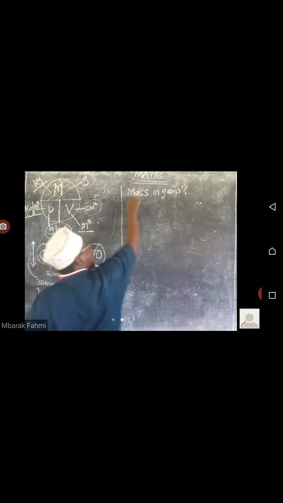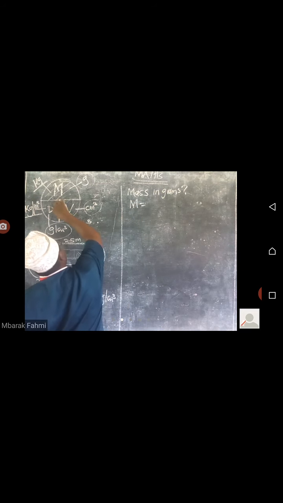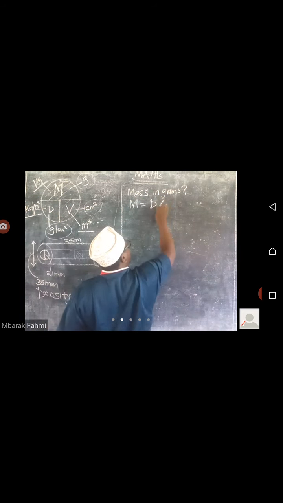Okay? So that is what we are asked here. Now we are asked for mass. According to our formula, mass is equal to density times volume. So we come and calculate. The density we already have: it is 1.25 grams per cubic centimeter.